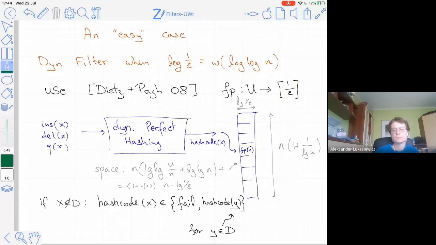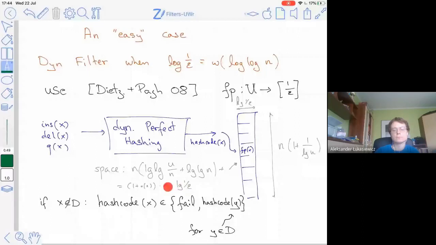Okay? Now, this construction, the dynamic perfect hashing, has space which is n times log u over n plus log n. And then you have this extra array which has n plus little o of 1 times n entries, and each entry is log of 1 over epsilon bits long. So this is your total space.